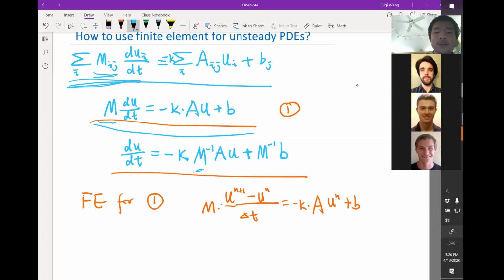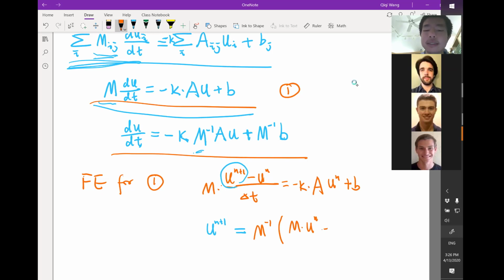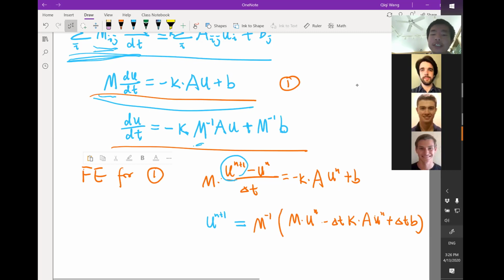Here, in order to solve for this u^(n+1), we have to have u^(n+1) equal to what? M inverse times, well, M times u^n, so that's this term, and minus delta t times kappa A u^n plus delta t times b, right? So that's forward order. You have to invert this matrix M.